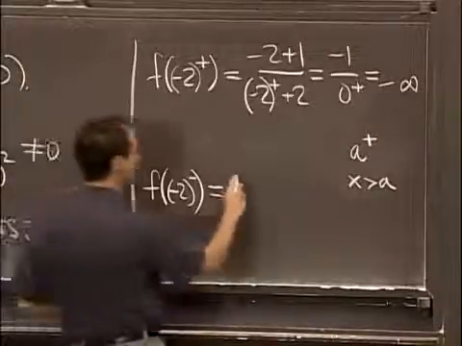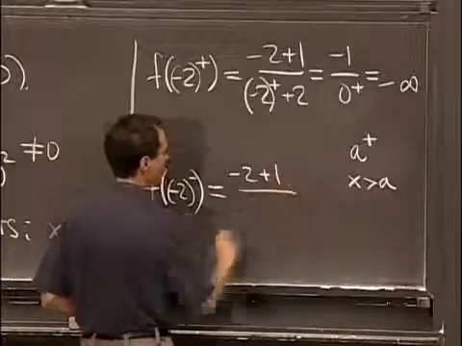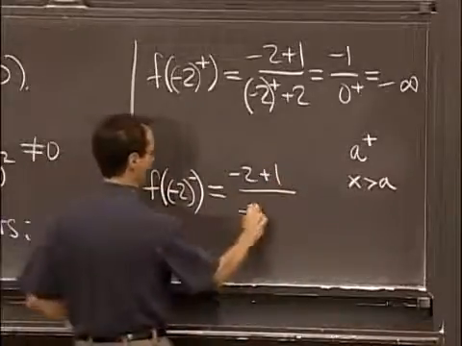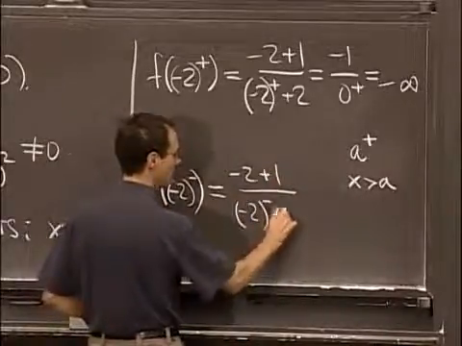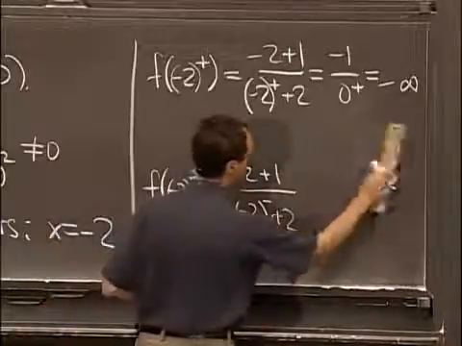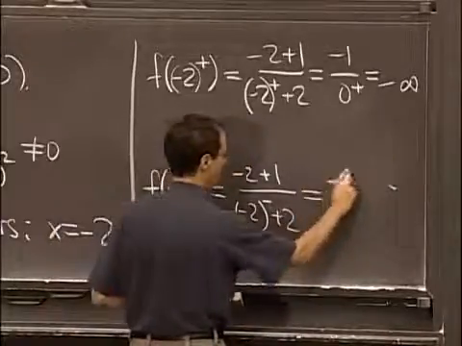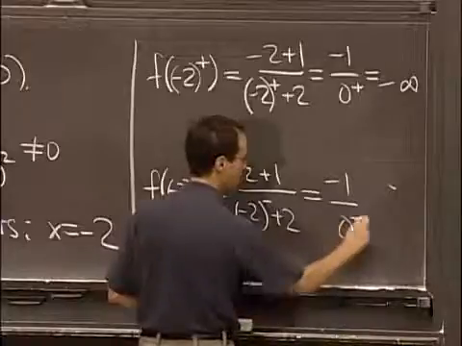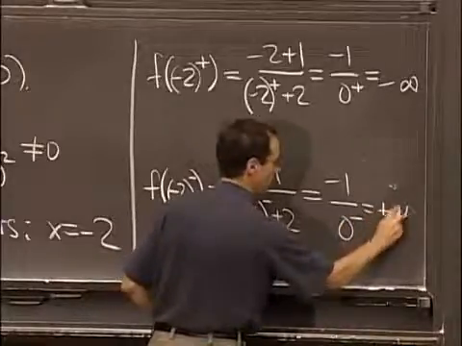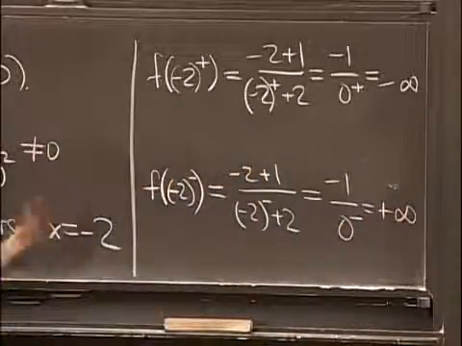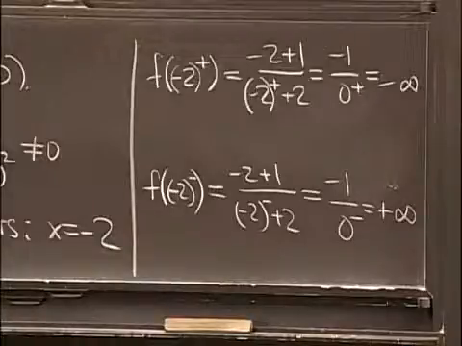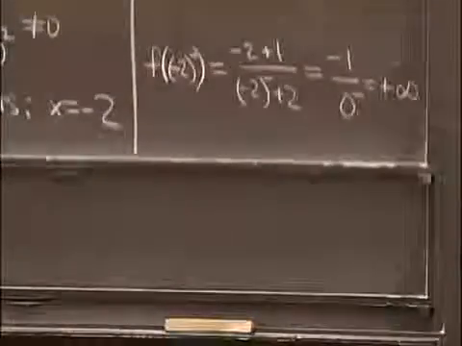All right, so that's going to be -2 plus 1, same numerator, and then this -2 on the left, plus 2, and that's going to come out to be -1 divided by 0 minus, which is plus infinity. Or just plain infinity. You don't have to put the plus sign in.